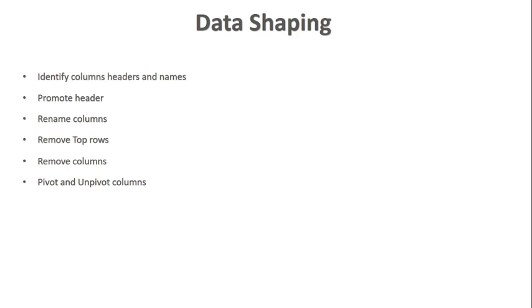We are in module 3 lesson 1 that is about data shaping. In data shaping we will be learning about identifying the column headers and names. If there is any unstructured or semi-structured data, first we need to identify what the actual columns and names are, and then we will be talking about how you could promote your headers, and then we will be learning about renaming the columns, and reducing the number of rows using the remove top rows transformation, as well as removing the columns which are not at all required for our analysis.